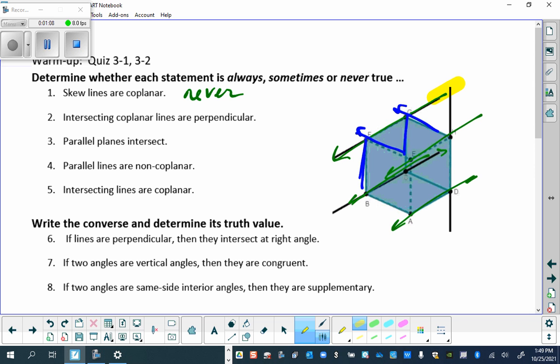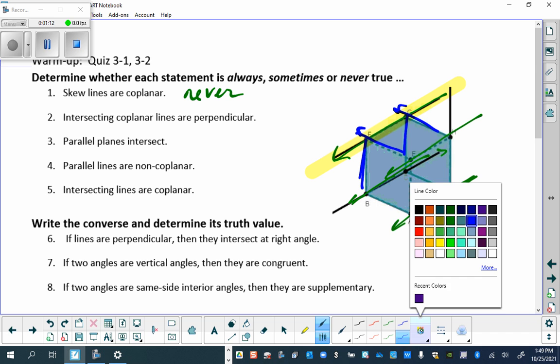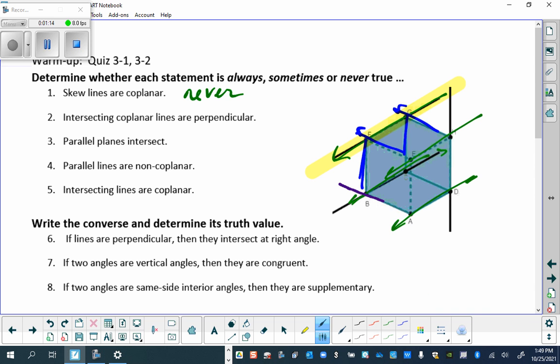And here is our original line. So when I talk about this line here, it's never going to intersect. It's not in the same plane. And I cannot describe it as parallel or perpendicular.